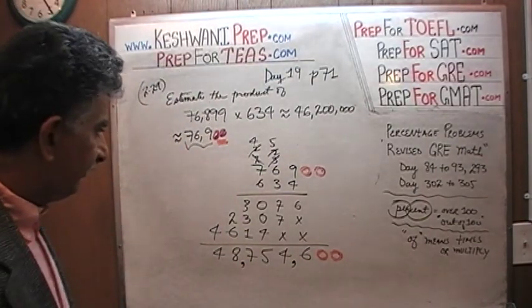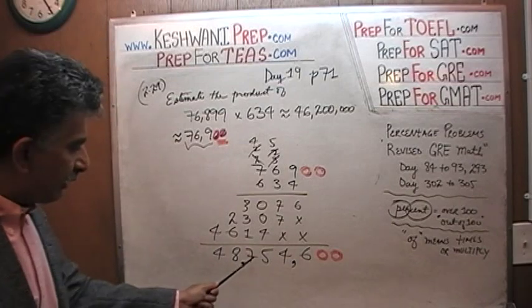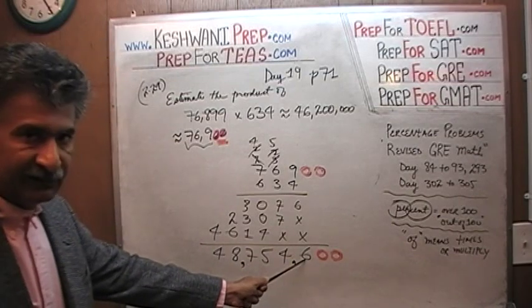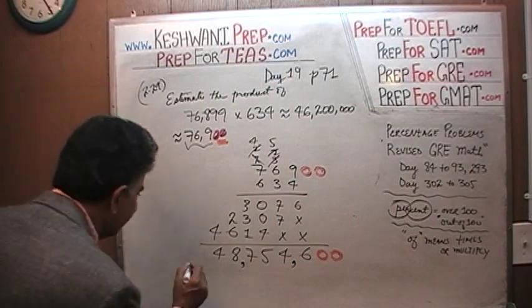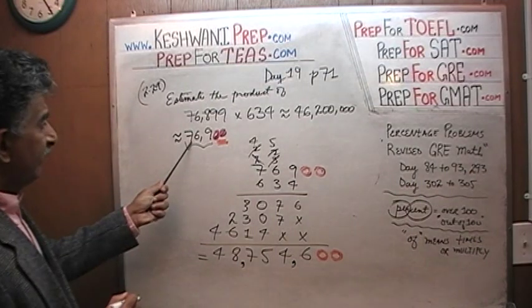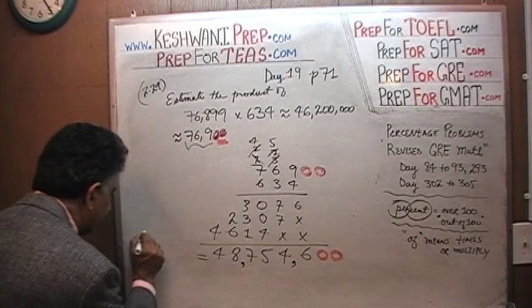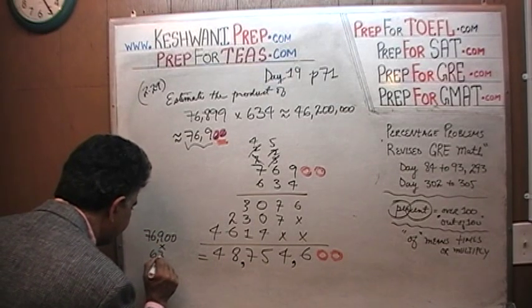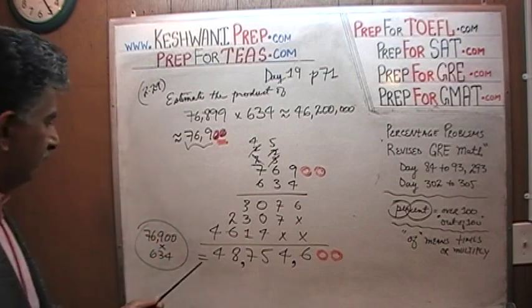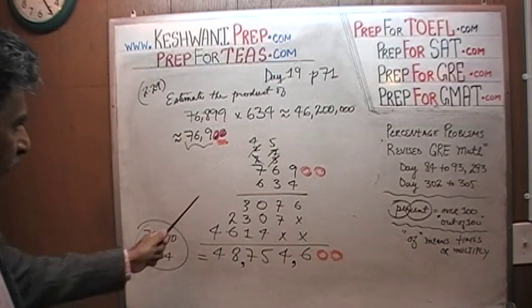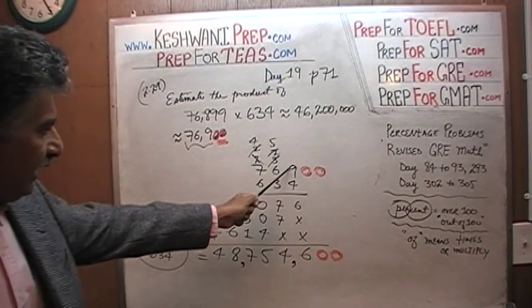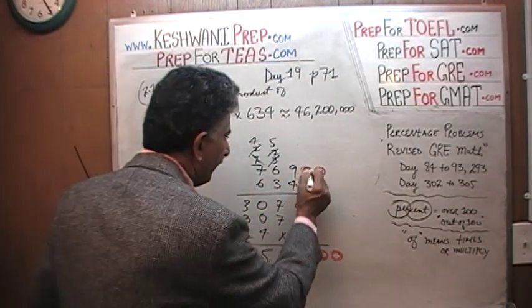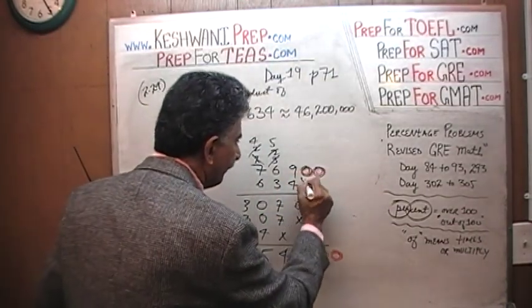What that number represents is this number, 48,754,600 represents 76,900 634s. That's what it represents. This quantity represents 76,900 because that's what this is. This 769 is this part. This 900, these two zeros came from there.